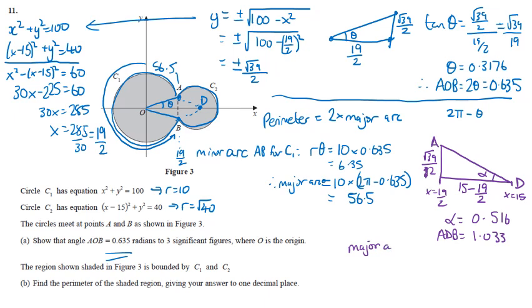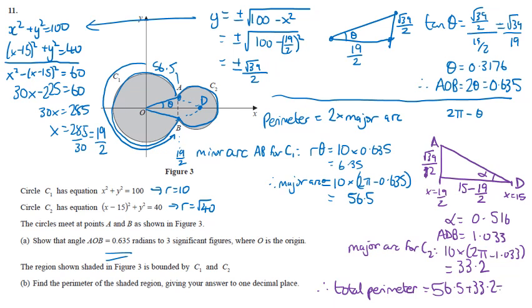So the major arc for C2 is going to be equal to 10 times 2π minus 1.033, which is about 33.2. And therefore the total perimeter is just the sum of those two arcs. So 56.5 plus 33.2, and that gives 89.7. Whew, that was quite a long question.